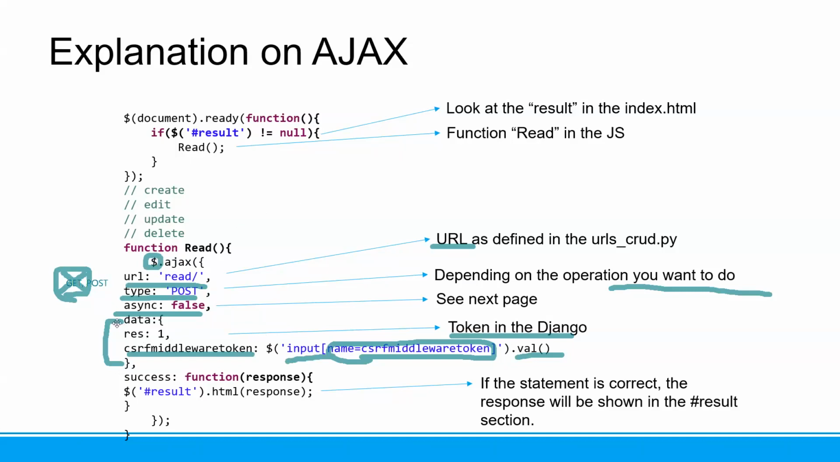So if everything is okay with this data from the Django, then it will go to success. So if it is success, then it will run the response. We will put all the data into the result. So in the result, it will show the response in terms of the HTML. So if the statement is correct, the response will be shown in the sharp result section.